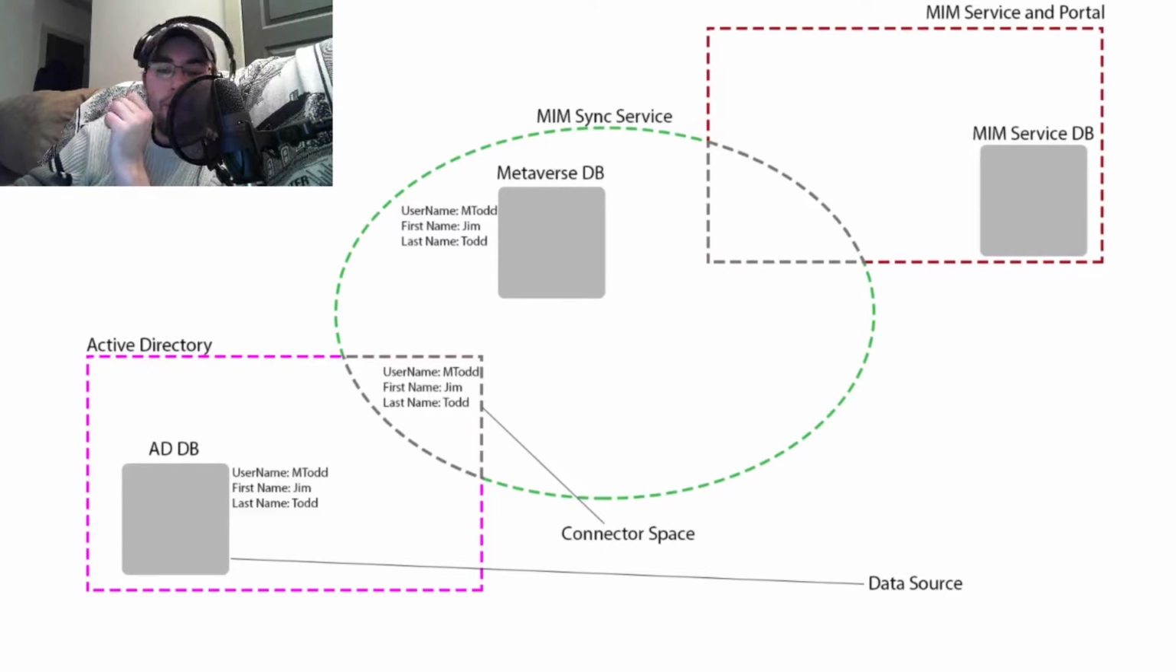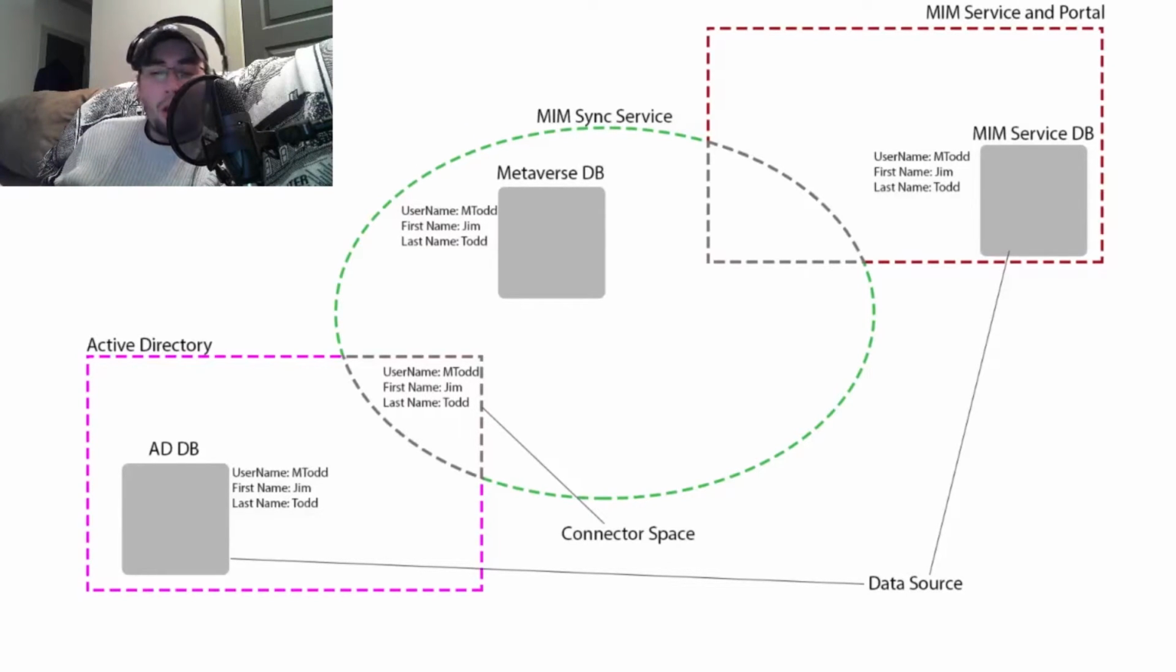So what happens in reverse? Well, when we export from the metaverse to the MIM data source, we don't go to the connector space. We go directly to the data source. Only when we do a full import does the connector space receive what is in the data source.